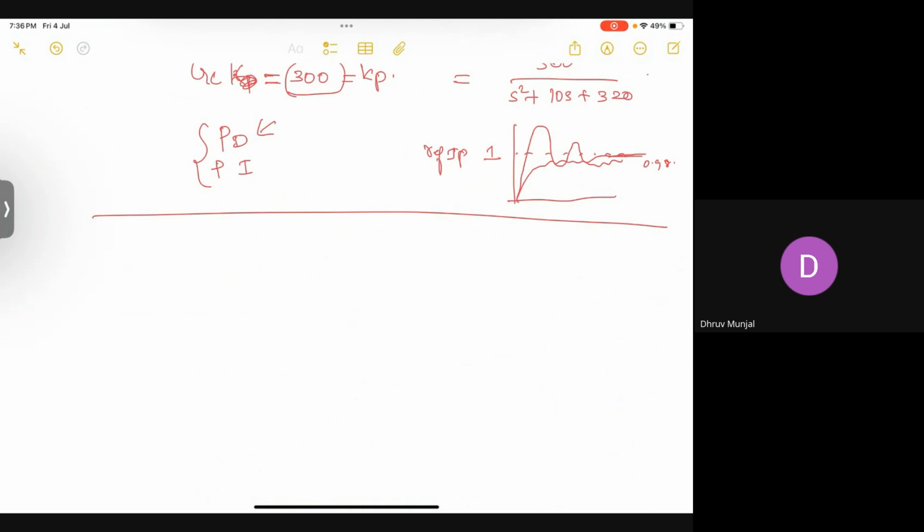PI controller closed loop characteristic equation they have given. This will become Kp by S plus 2. Okay, good.